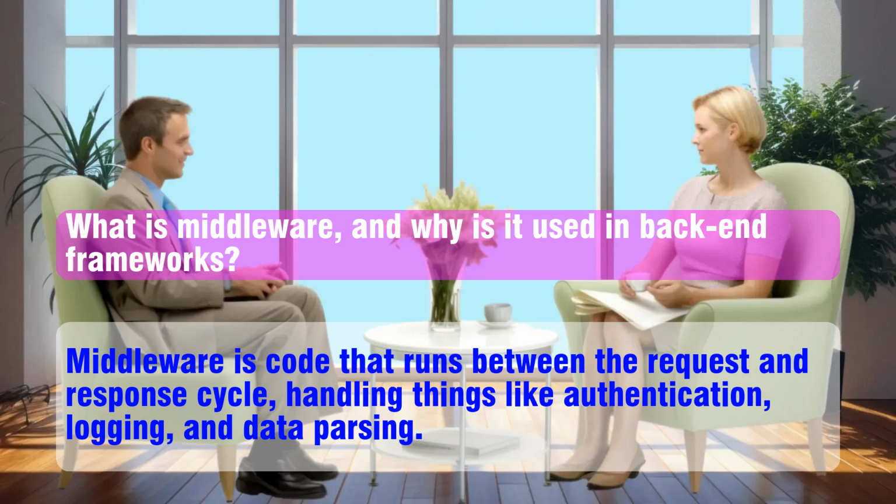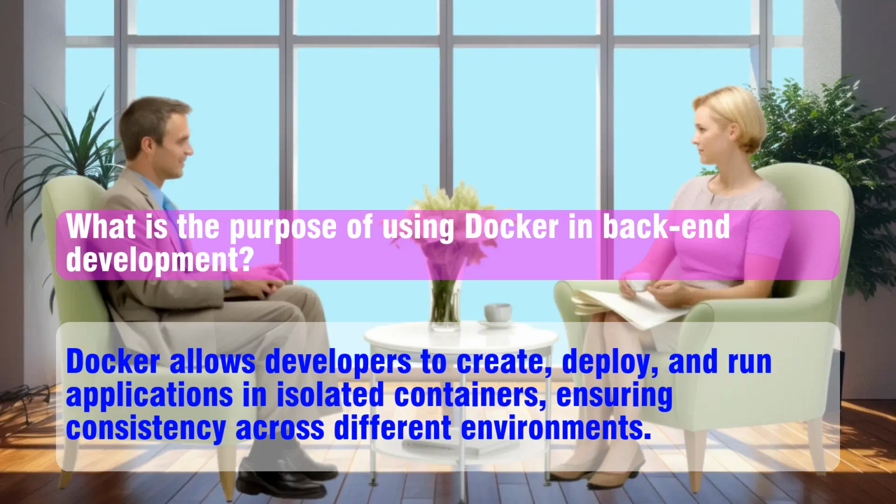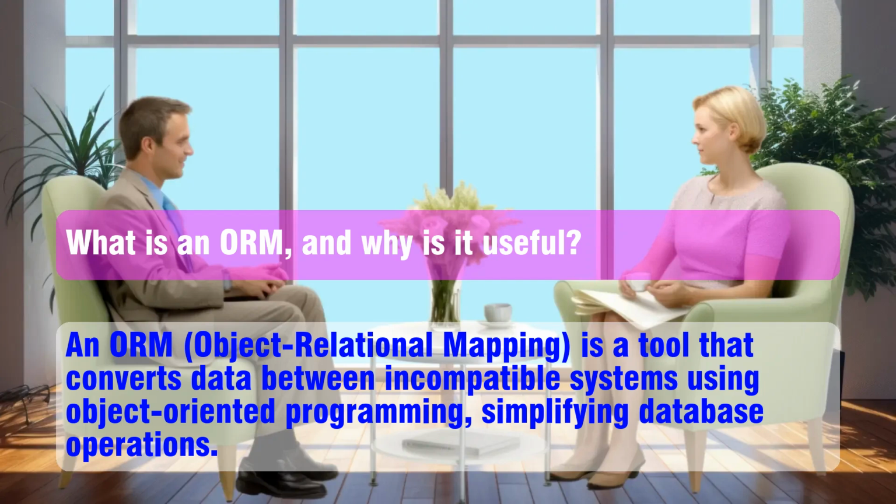Middleware is code that runs between the request and response cycle, handling things like authentication, logging, and data parsing. What is the purpose of using Docker in back-end development? Docker allows developers to create, deploy, and run applications in isolated containers, ensuring consistency across different environments. What is an ORM, and why is it useful? An ORM, object relational mapping, is a tool that converts data between incompatible systems using object-oriented programming, simplifying database operations.